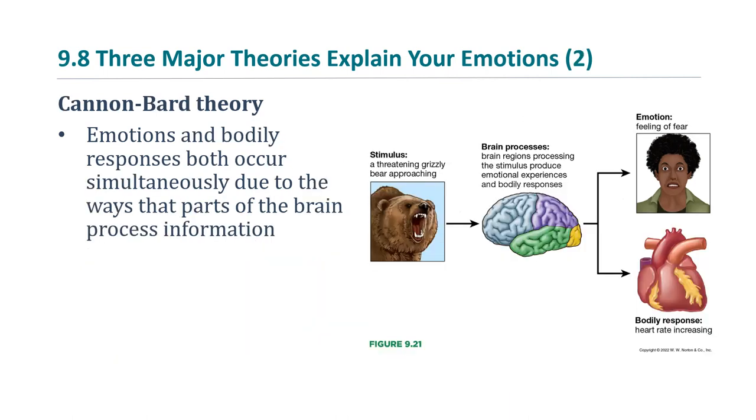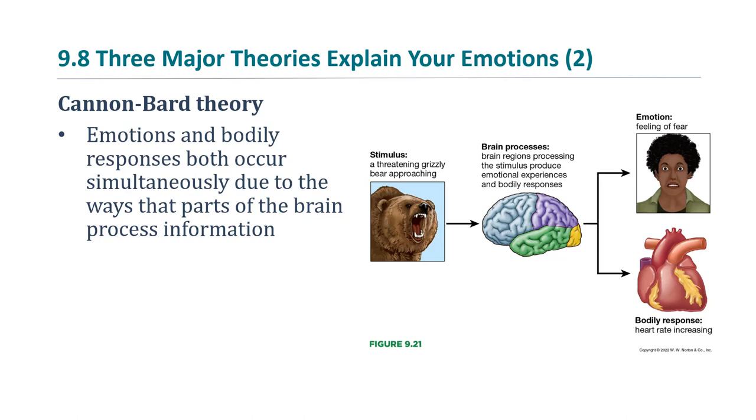The second is called the Cannon-Bard theory. This theory came out in 1927, about 40 years, it looks like, after the first theory. It was in response to the popular James-Lange theory, which was popular at the time. And they took a different view in this theory.